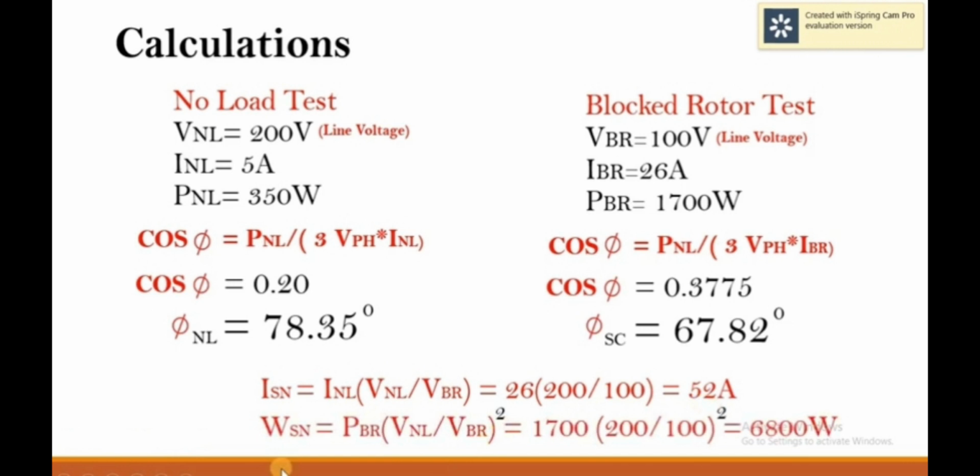As we know the formula for ISN, the ISN comes out to be 52 ampere. Similarly, WSN comes out to be 6800 watts. Now we will start to draw a circle diagram.